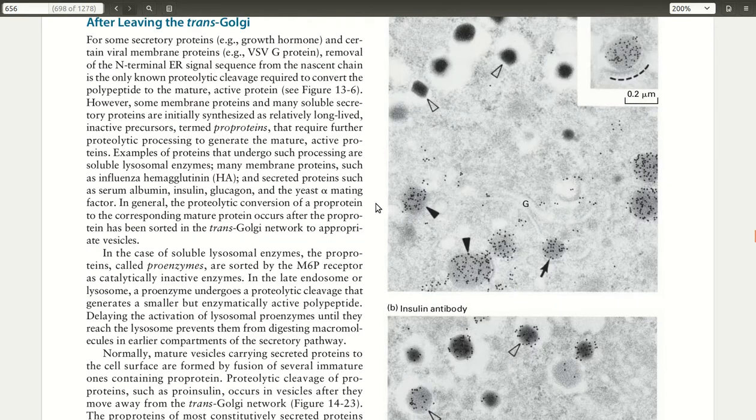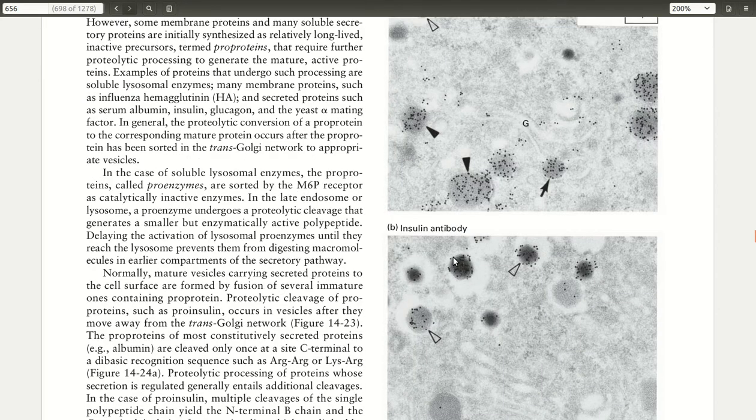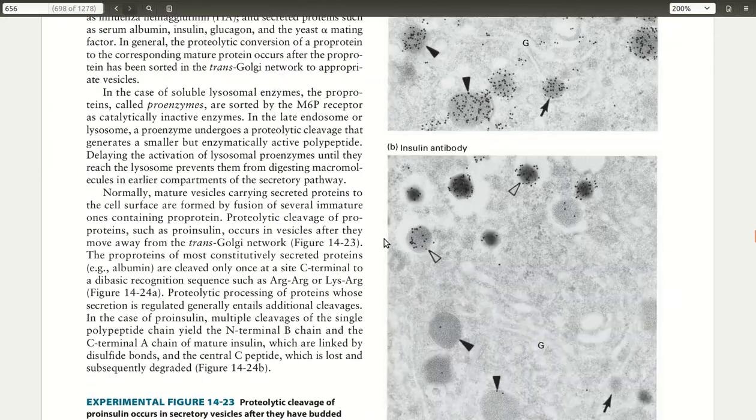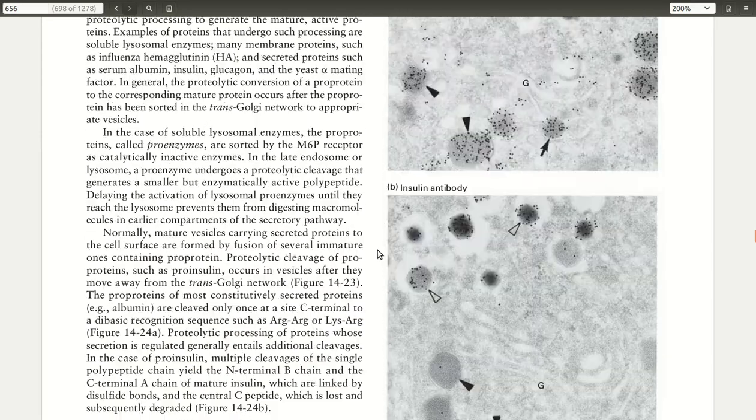And so usually insulin is released upon some sort of stimulus, like some chemical signal. Usually when there's a high level of sugar in the blood, of glucose, these insulin secretory vesicles will be released through the plasma membrane into the bloodstream by these specialized beta pancreatic cells.